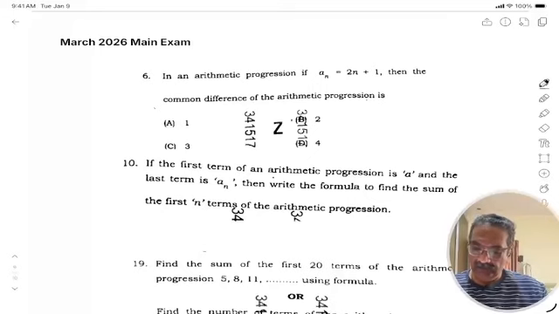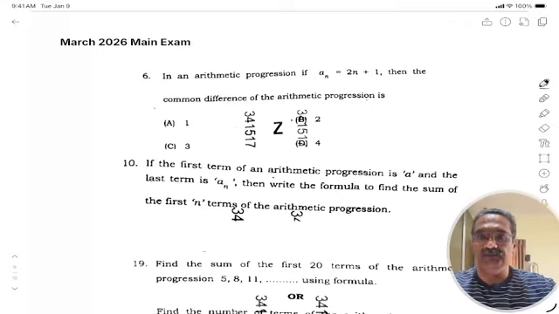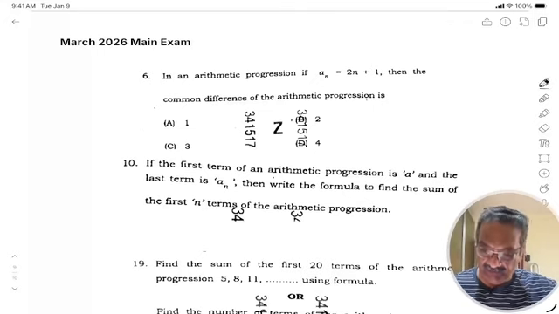Okay, now let us solve the previous year question papers, questions related to the chapter Arithmetic Progression. Let's start with March 2026 examination.